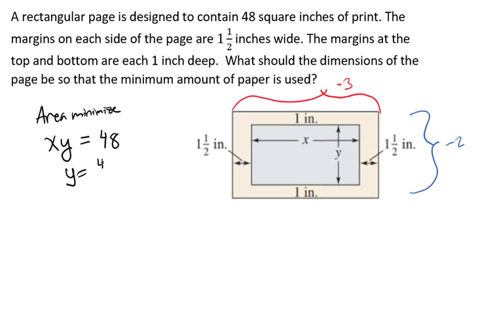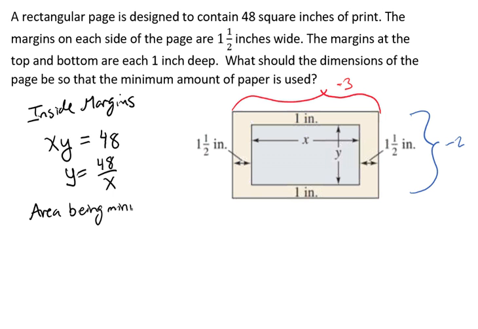So we'll divide both sides by x and get 48 over x. And that's really not the area being minimized. Those are our inside margins. Our area being minimized is going to be that x, which was x plus 3, because remember our x took off those extra 1.5 inches on both ends. So area equals, and then our y plus 2, again because of that inch on both sides.